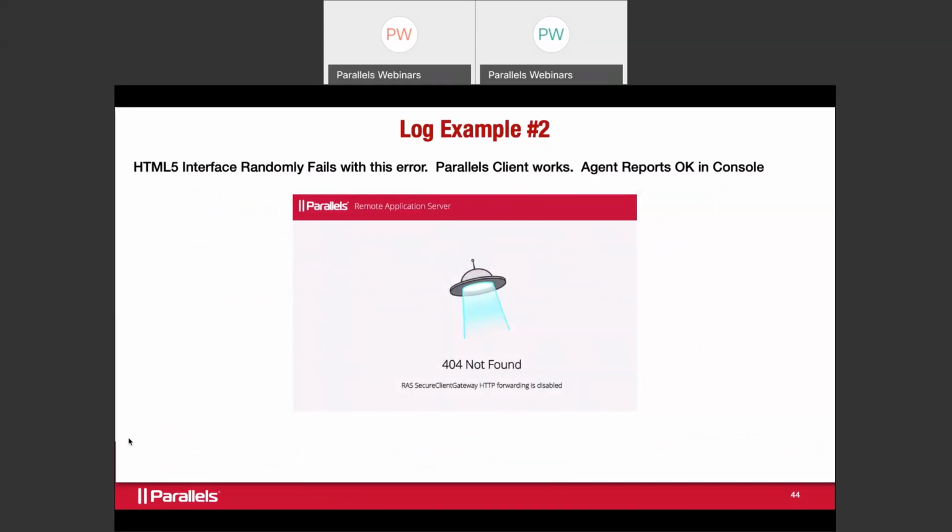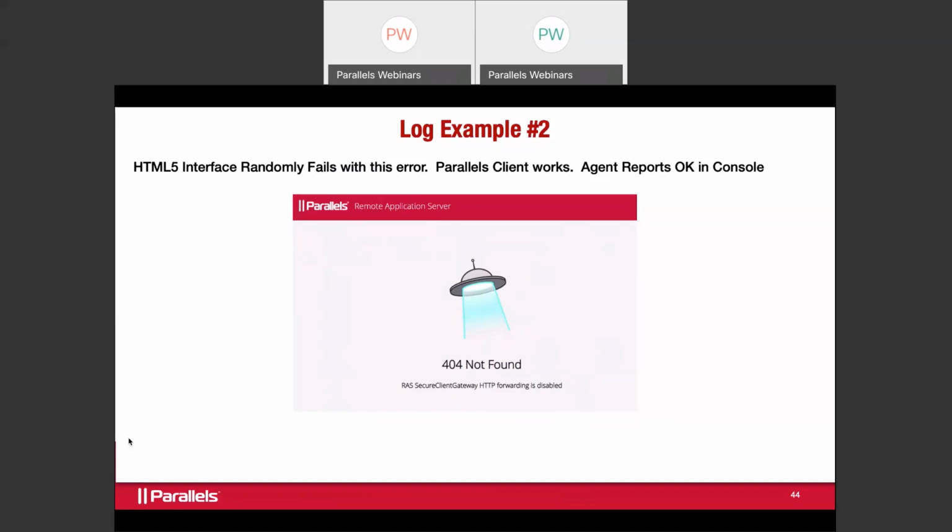All right, let's take another one. This one actually happened to me personally. The Parallels client was working fine if I just used it directly, but when I was using the HTML5 interface, it would randomly fail, and I'd get this error. And this actually is the same error that we saw, by the way, when we did the SAML test, right? You made a typo in the HTML5 forwarding, and that would cause this problem.